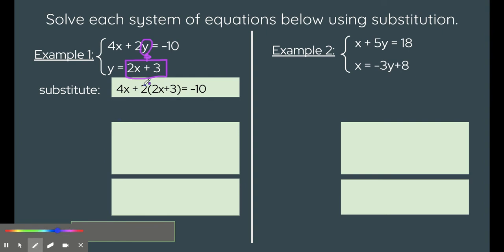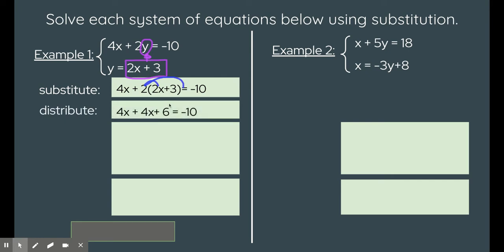Then what we need to do is take this number in front of the parentheses, and we need to multiply it through. So 2 times 2x and 2 times 3, which is going to be 4x plus 6. The 4x out front and the negative 10 at the end are staying the same. They're not changing. Then we're just going to solve from here. Okay, solve it like a normal equation.